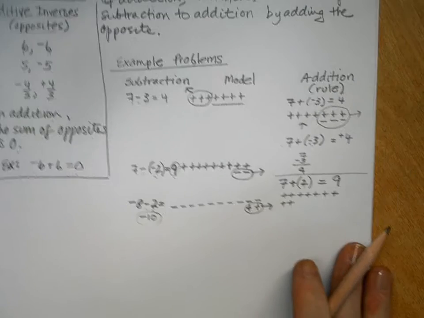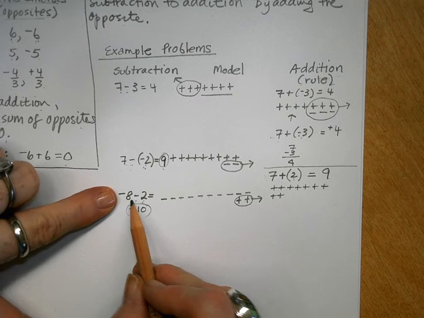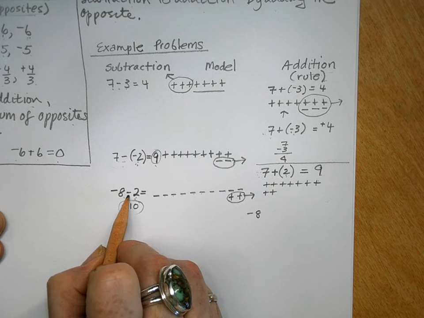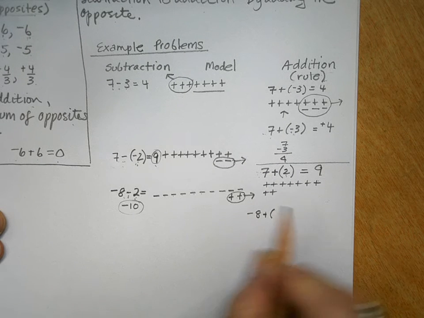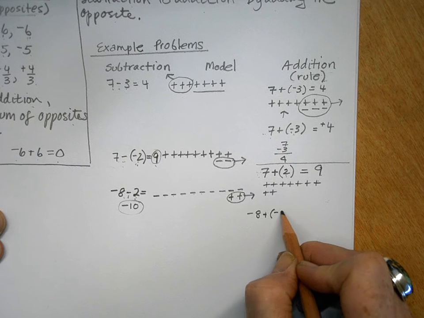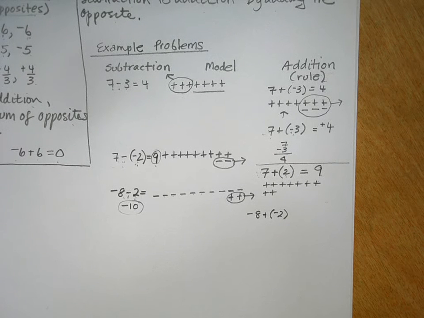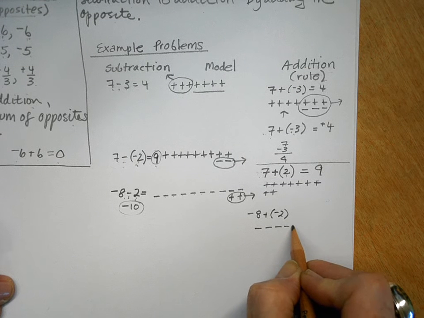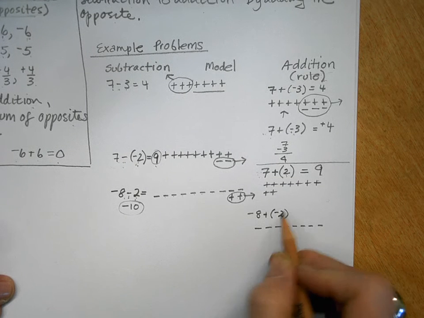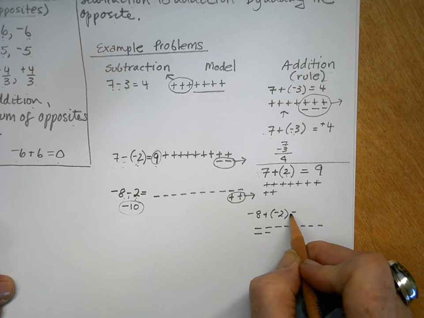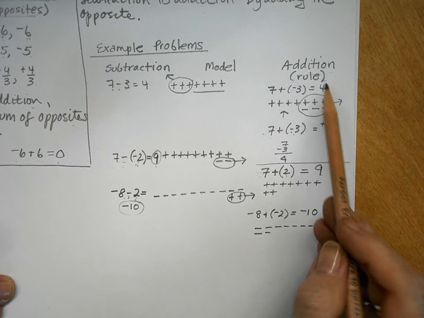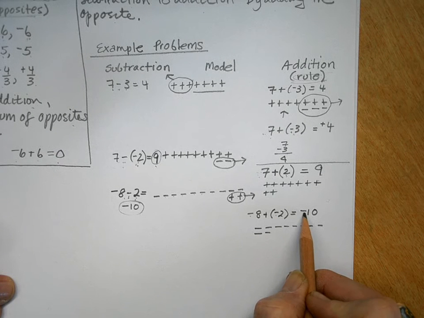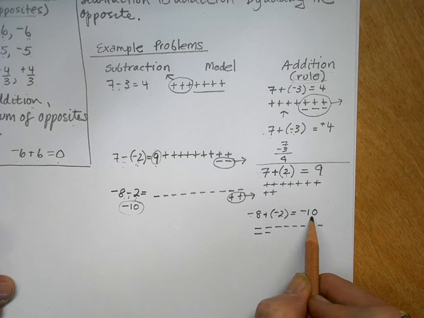I can also model this using addition. So I start with negative 8. And then I change my subtraction sign to addition, and I add the opposite of 2, which is negative 2. So I could model that, negative 1, 2, 3, 4, 5, 6, 7, 8, plus another negative 2, 1, 2, that equals negative 10. I could also use my integer rule for addition, which is same signs, same sign in the answer, and I add 8 plus 2, 10.